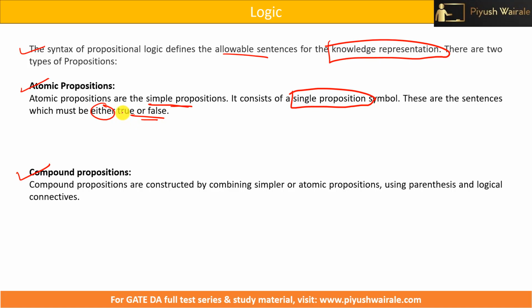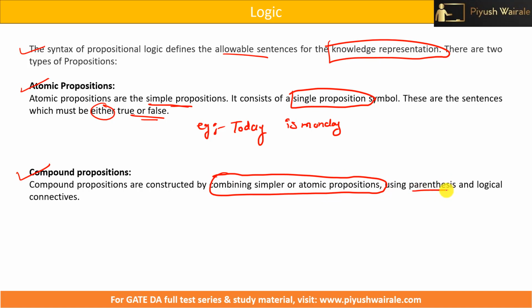For example, today is Monday. That's the atomic proposition. Only one sentence is there, right? Today is Monday. That's it. We cannot say anything more, right? But what is a compound proposition? Compound propositions are constructed by combining one or more atomic propositions using parentheses and logical connectives. This is more important, and logical connectives. For example, I can say today is Monday.